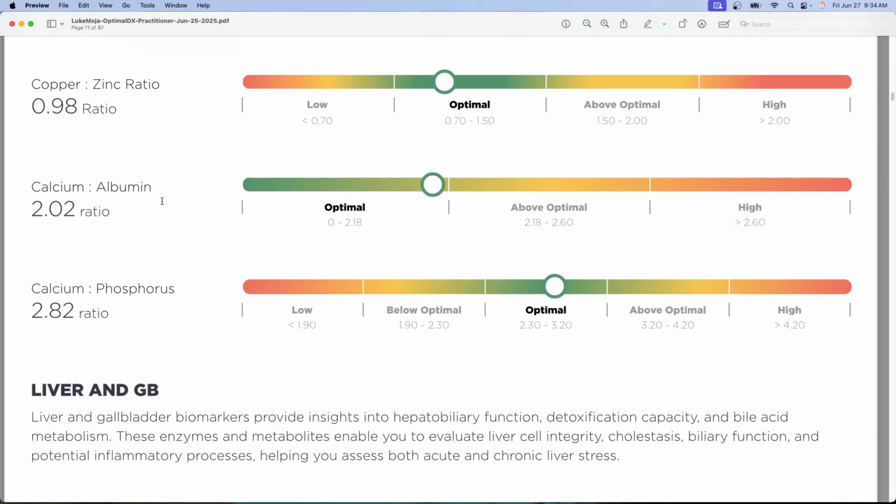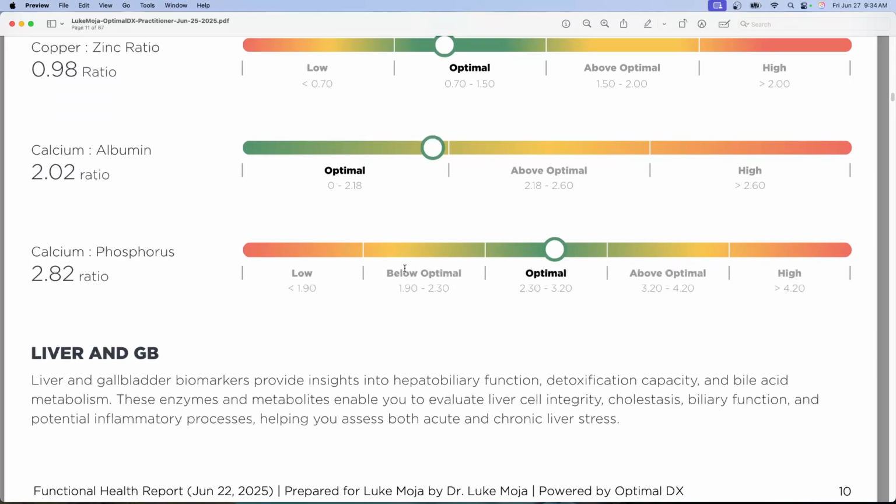Here's the calcium to albumin ratio, which we talked about, how those things are connected. Albumin is a carrier for calcium in the bloodstream. You can see that's in the optimal range, which is good. Calcium to phosphorus ratio is also in the optimal range. A lot of these ratios you wouldn't get on standard blood work. This is stuff that Optimal DX runs themselves. It can give us a lot of good information.